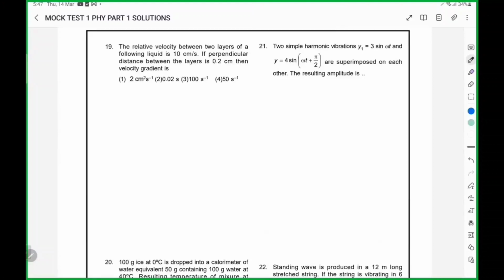Here, the relative velocity between layers, that is dv, is 10, and the perpendicular distance, that is dz, is 0.2 centimeters. So the velocity gradient is dv by dz. So 10 by 0.2, which is 50 per second.